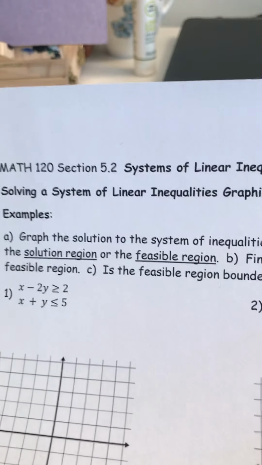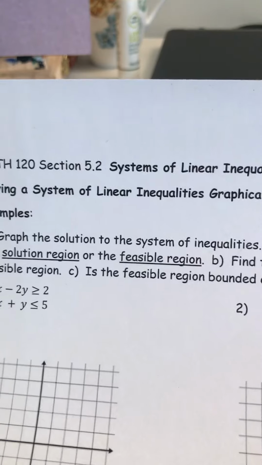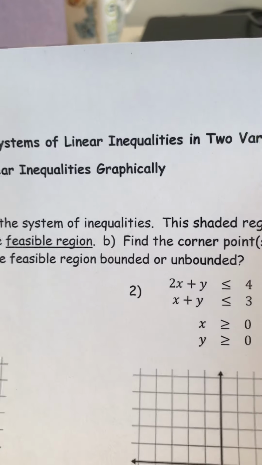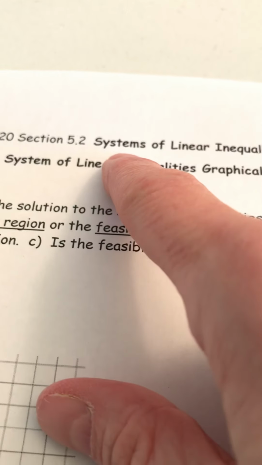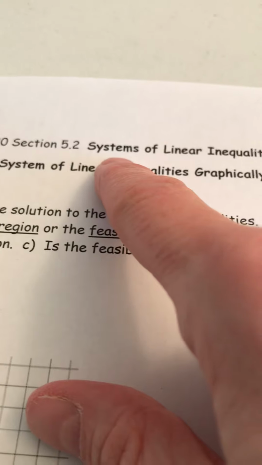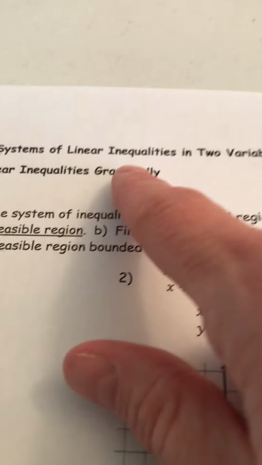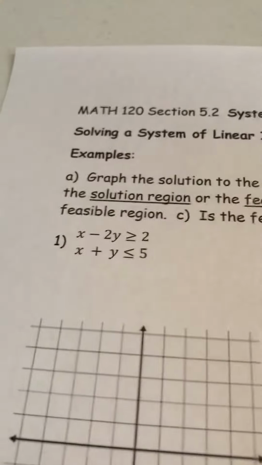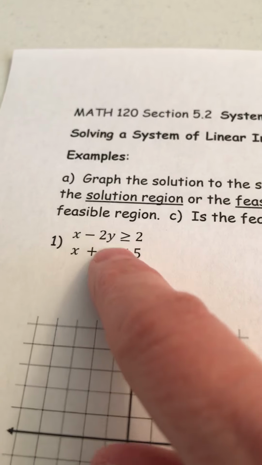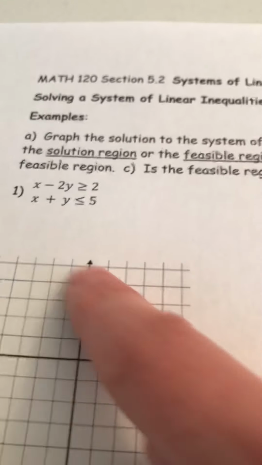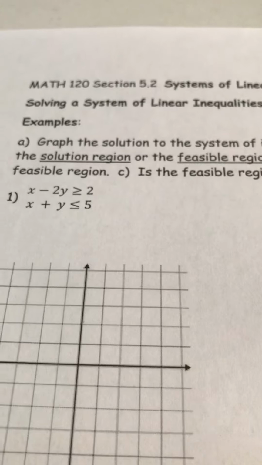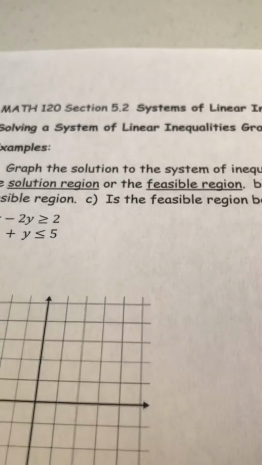We're getting ready to look at section 5.2, systems of linear inequalities in two variables. Systems, the word is systems, and remember systems consists of more than one, in this case, linear inequalities. So if I look down here at number 1, we're going to be graphing two linear inequalities on the same xy coordinate system. So here's the example.